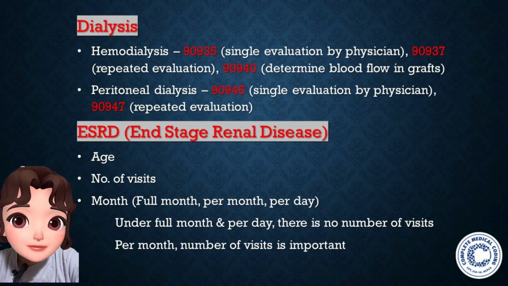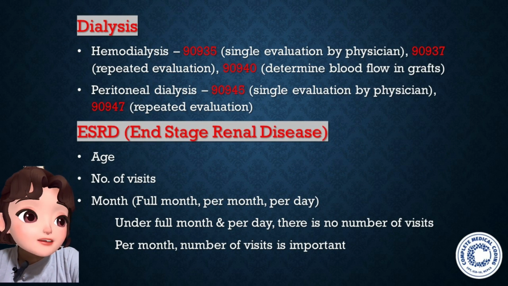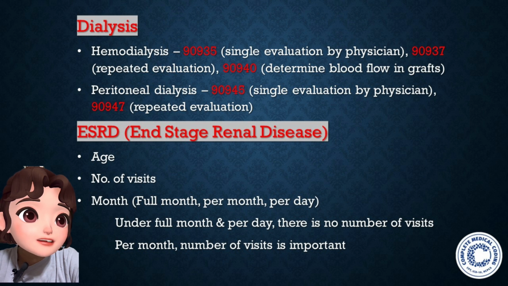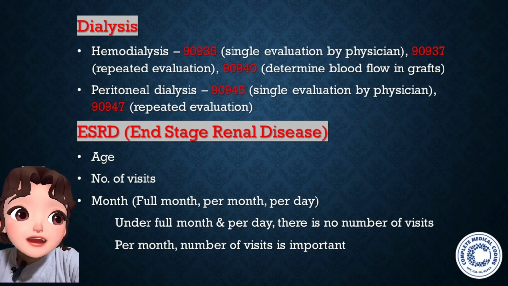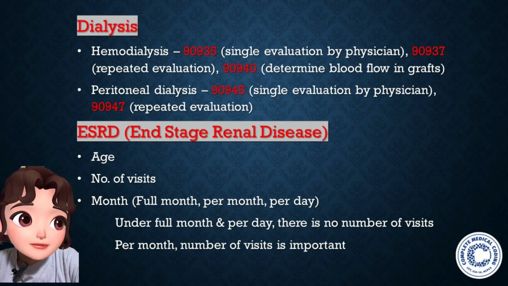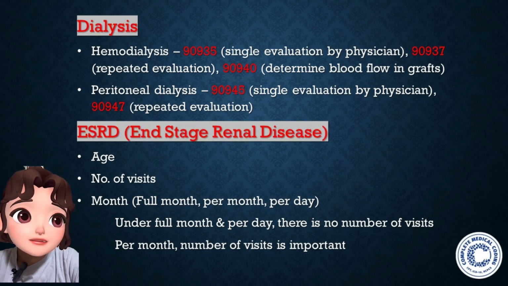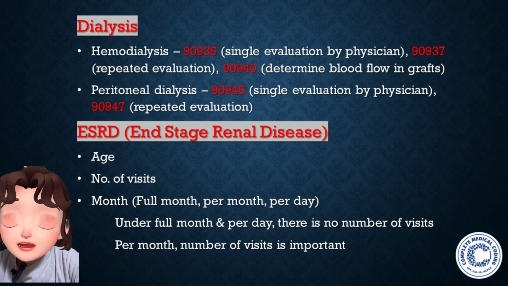Moving on to dialysis. Two types: hemodialysis and peritoneal dialysis. For hemodialysis, these are the codes to be used: 90935 if a single evaluation is done by the physician, and for repeated evaluation 90937. For determination of blood flow in graft, we will use the code 90940. Now, peritoneal dialysis, for single evaluation, we will use the code 90945, and for repeated evaluation 90947.